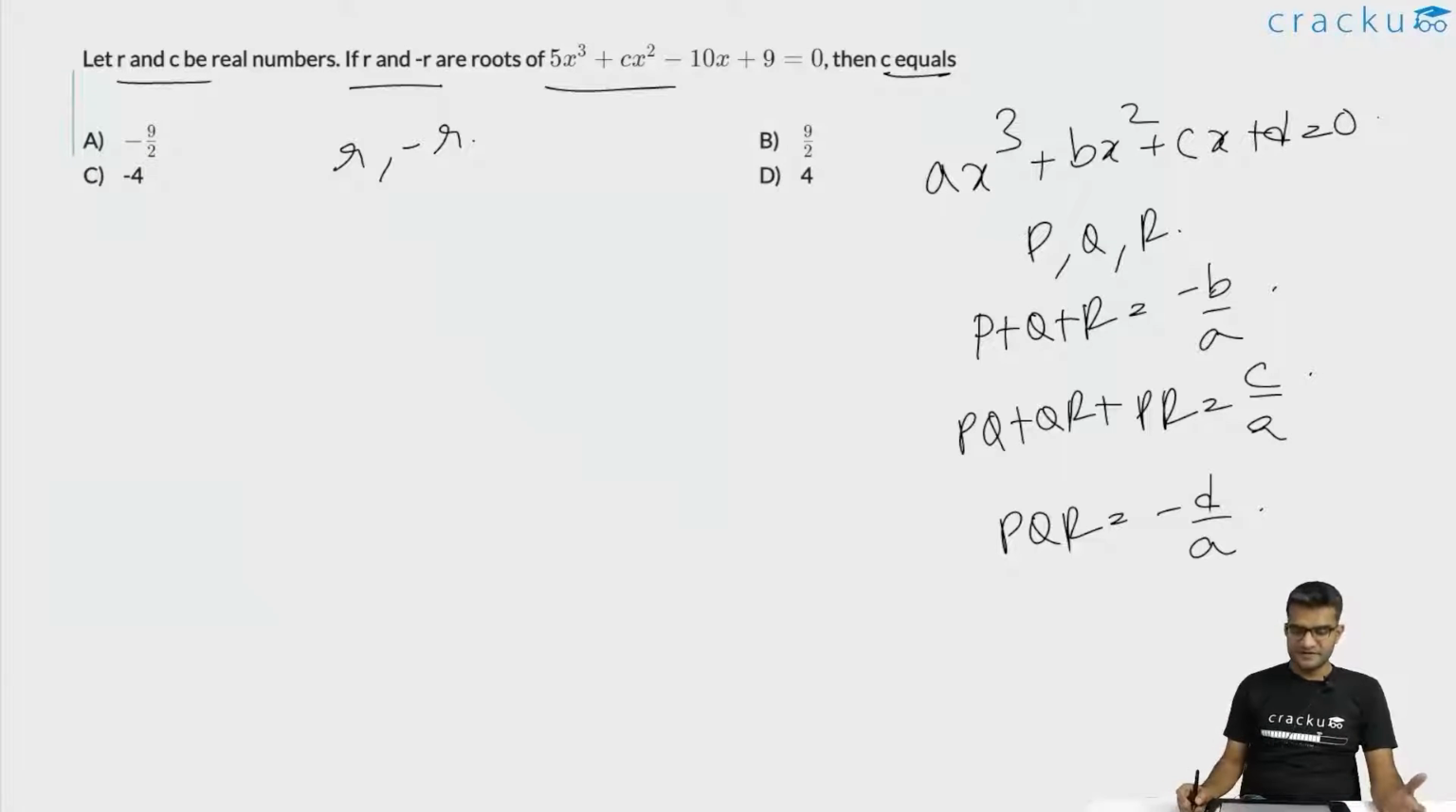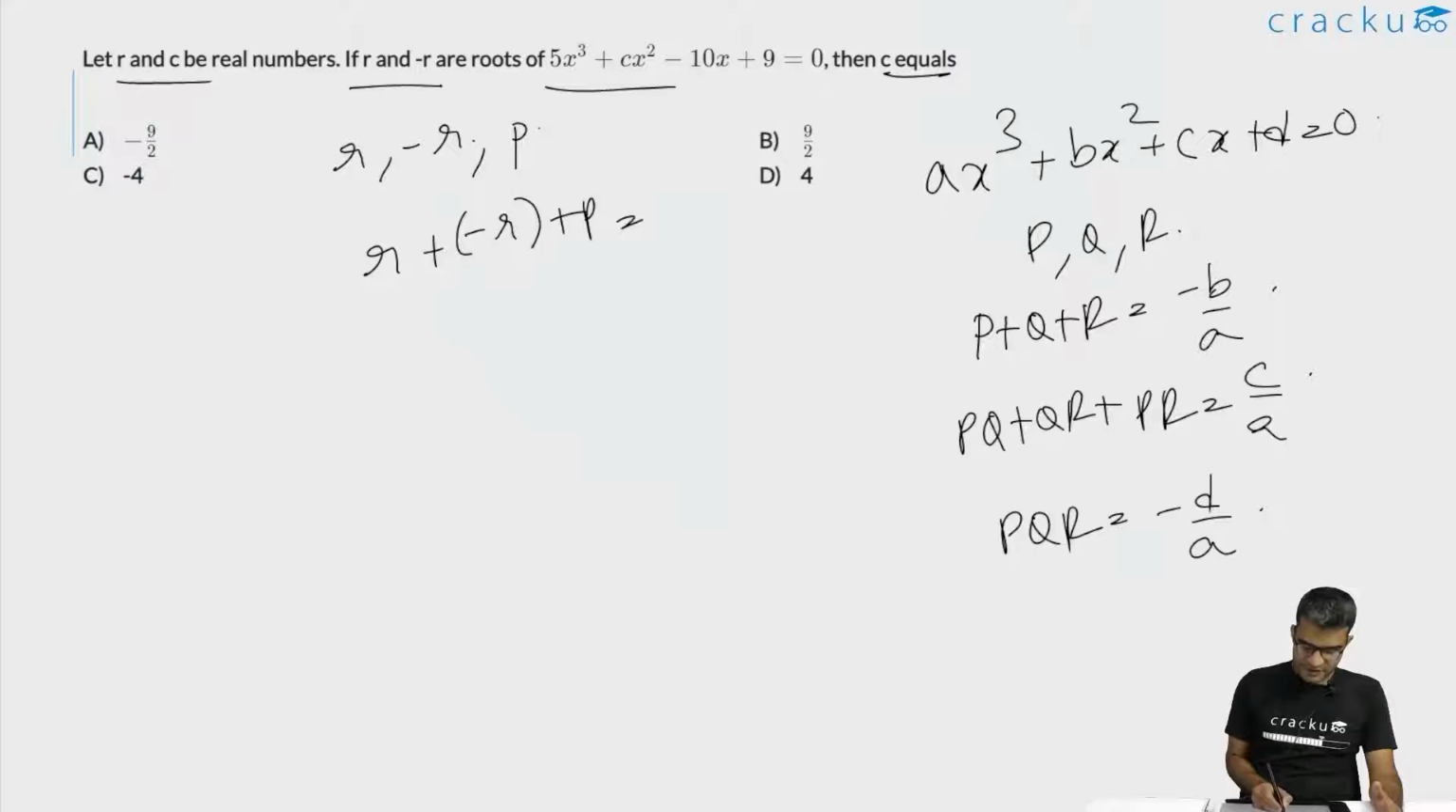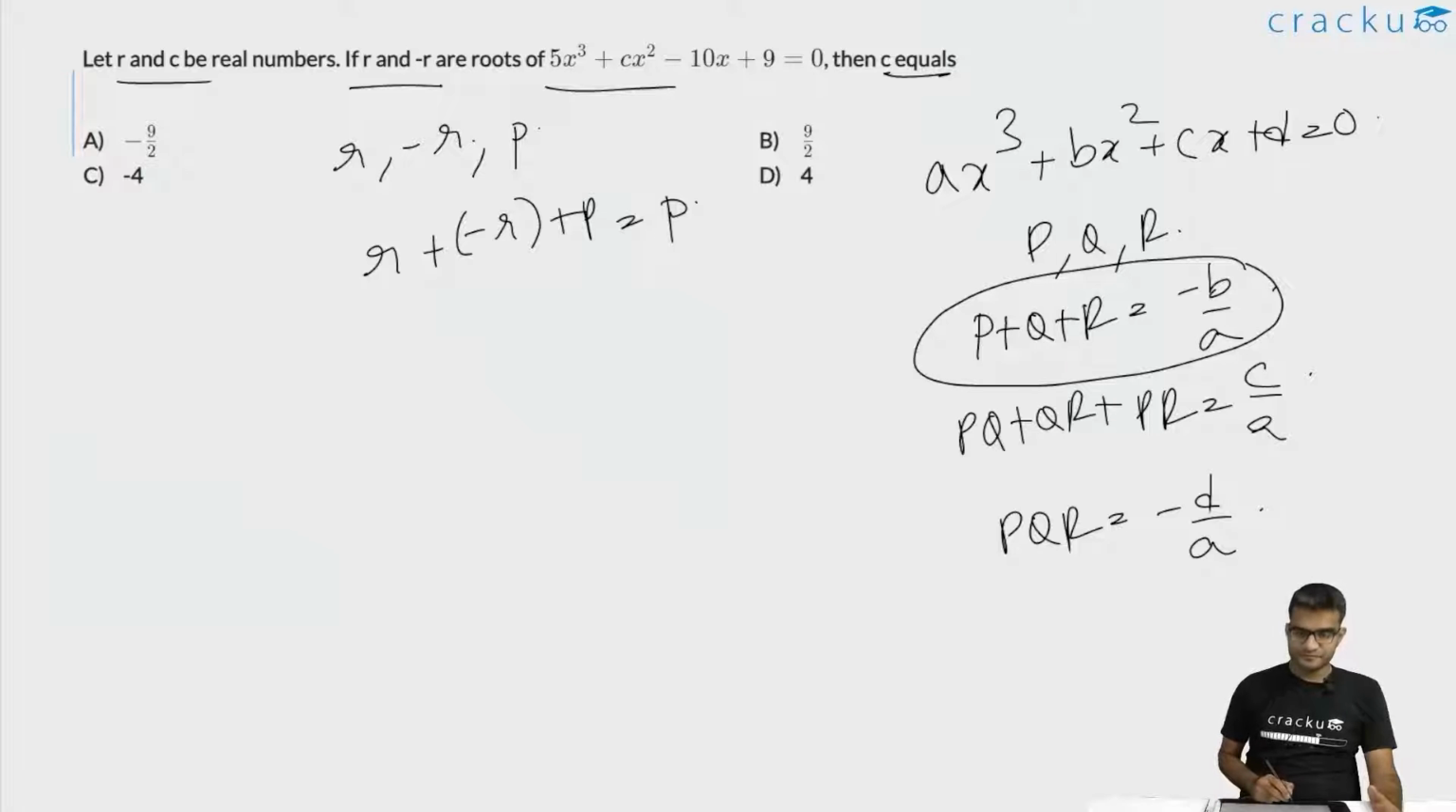Because r and minus r are already two of the roots, if the third root is say small p, then the sum of the roots will be r plus minus r plus p, which is equal to p. And using this formula, the sum of the roots is equal to minus c by 5. So the third root is minus c by 5.